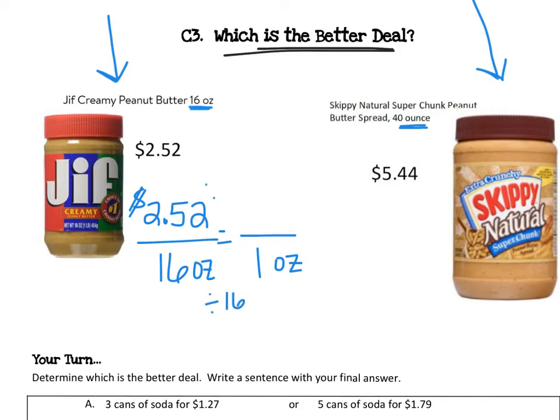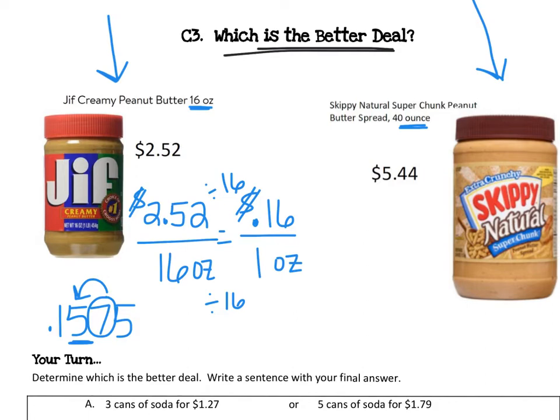So that means I have to take $2.52 divided by 16 also. So go ahead and do that on your calculator. And it's going to show up with 0.1575. And we're talking about money here, so you always want to round it to the nearest cent or the nearest hundredth. So the 7 is going to tell the 5 to go up. So we're going to say that this would cost 16 cents for 1 ounce of peanut butter.